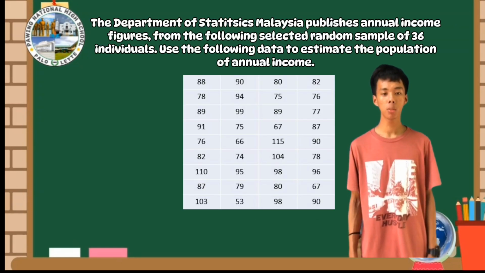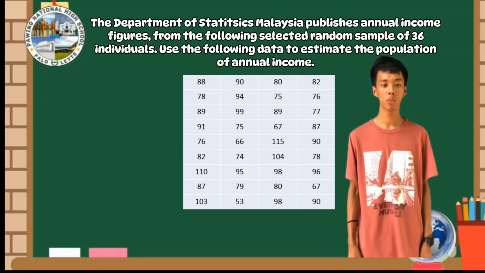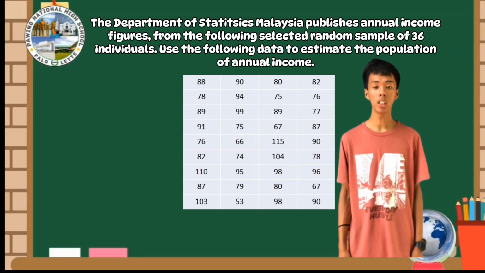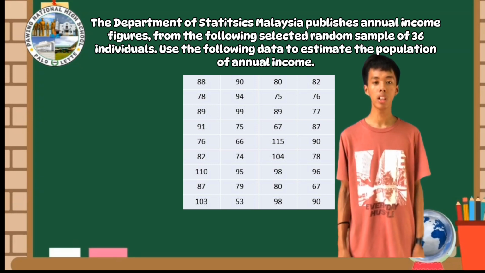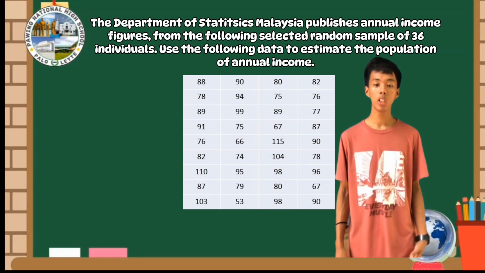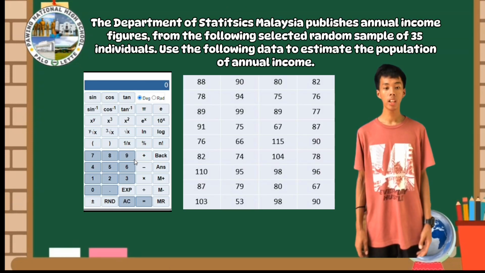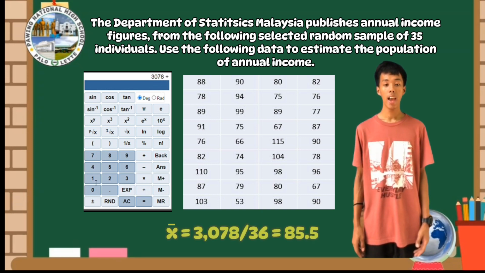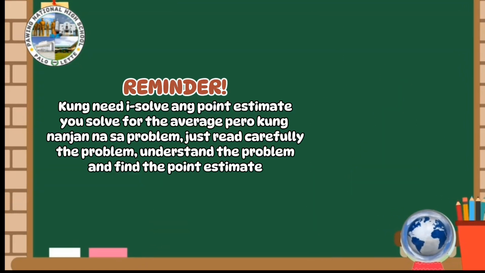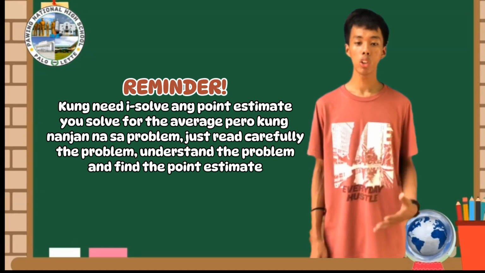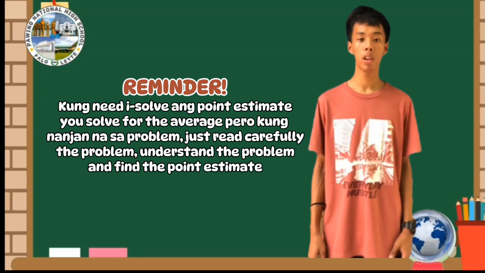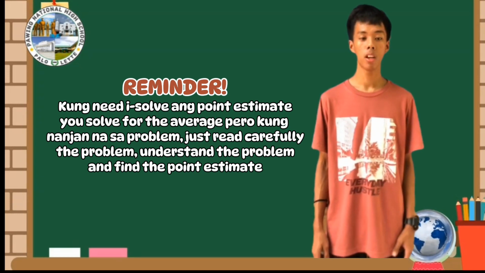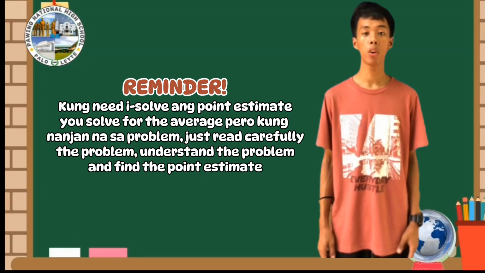The Department of Statistics Malaysia publishes annual income figures from the following selected random sample of 36 individuals. Use the following data to estimate the population mean of annual income. So, add everything and we will get 3,078, divide it by 36, and we will get 85.5. Here are some examples in determining the point estimate. Reminder: kung need i-solve ang point estimate, you solve for the average. Pero kung nandyan na sa problem, just read carefully, understand the problem, and find the point estimate.